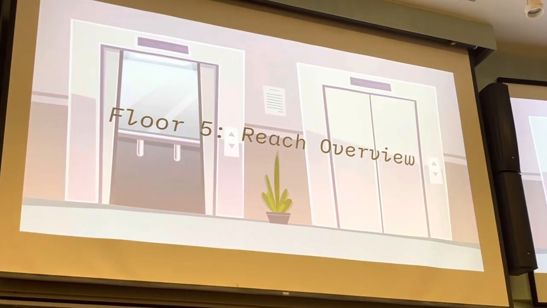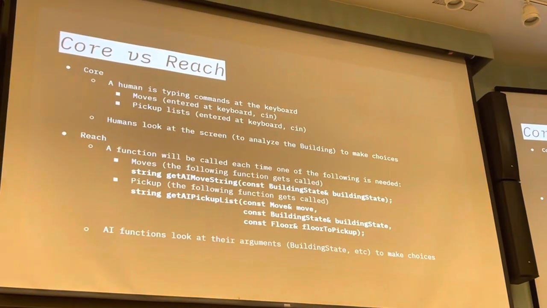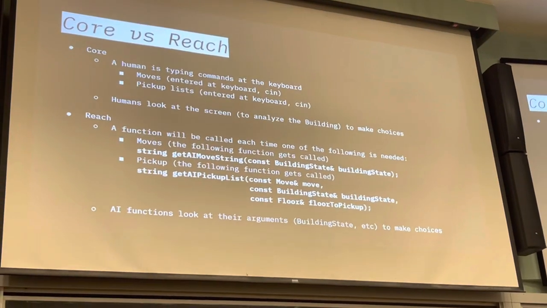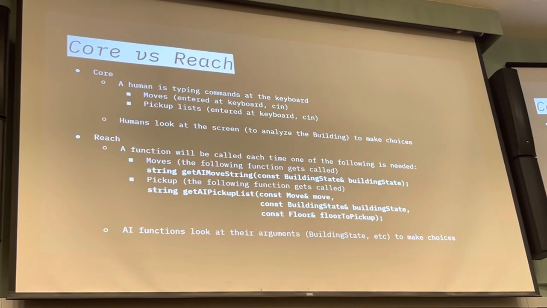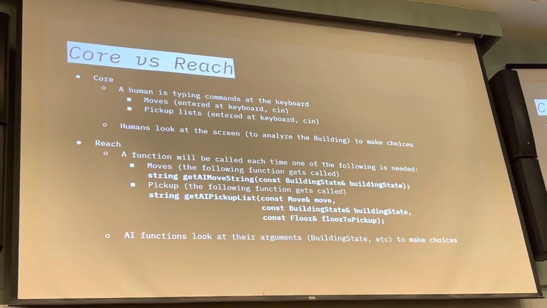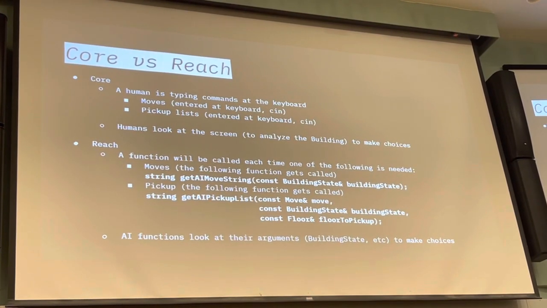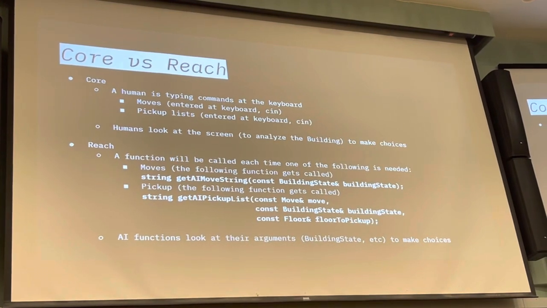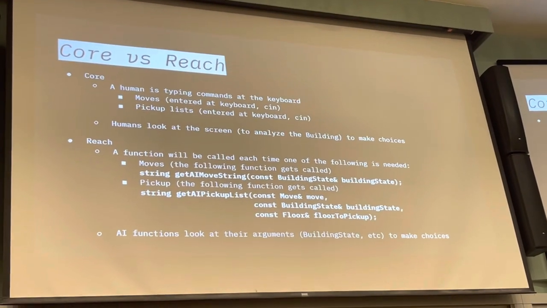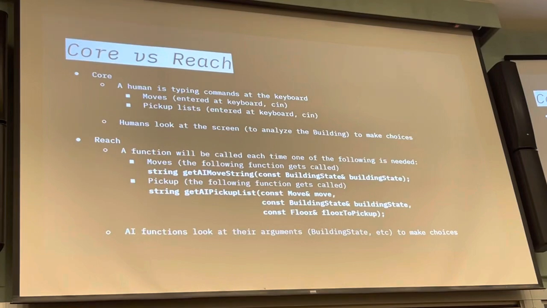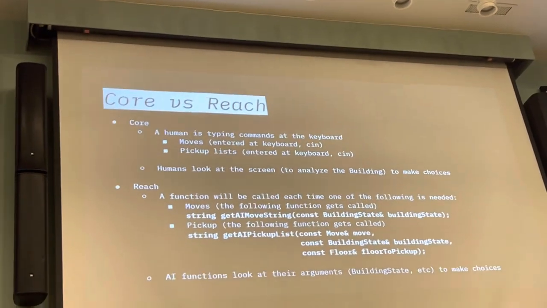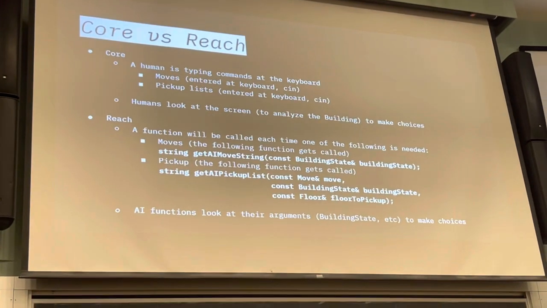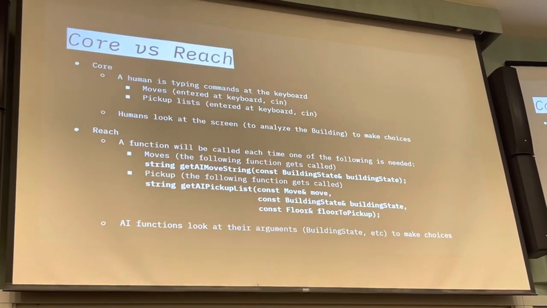Now we're going to start talking about our reach, which is super exciting. So our core has human commands, which is stuff that if someone took your computer and wanted to play your game, that's how they're going to play their game. They can type in their own commands, they can make their own choices, and humans are looking at the screen instead of a computer. But reach is where we get more exciting. Reach is where you can actually write the AI for your computer to play the game for you.